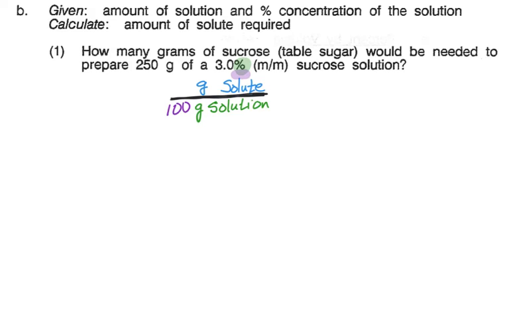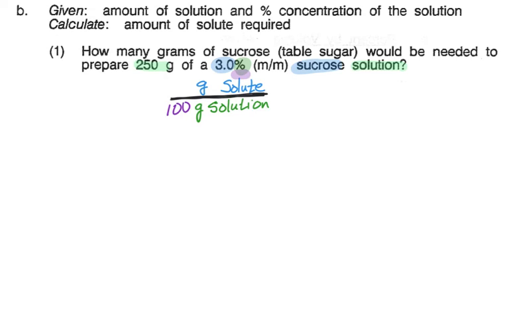In this case, we read that we have 250 grams of, and then it has some 3% sucrose, but the final part is solution. So it's 250 grams of solution is the amount that we have. And it also says that we have a 3.0% mass per mass sucrose solution. So the word sucrose is telling us that the sucrose is the solute.